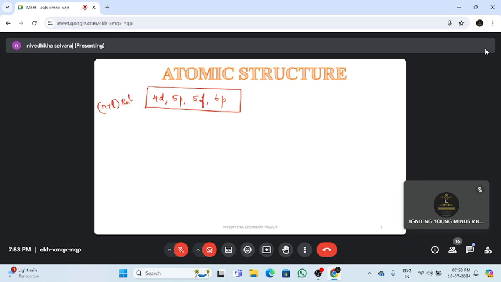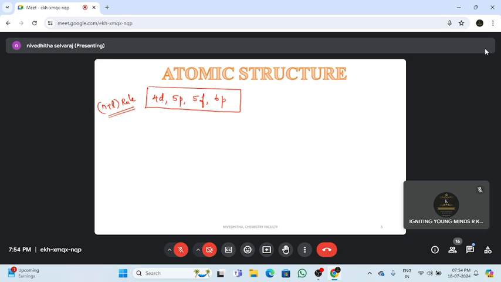The orbital with the lowest n plus l value will have lower energy. The orbital with a higher n plus l value will have higher energy. If both orbitals have the same n plus l value, then check the principal quantum number. If the principal quantum number is less, then that orbital will have lesser energy. You got my point?